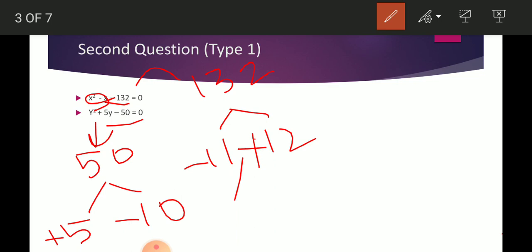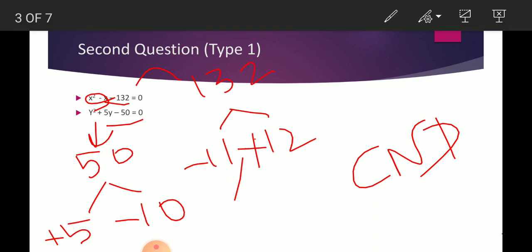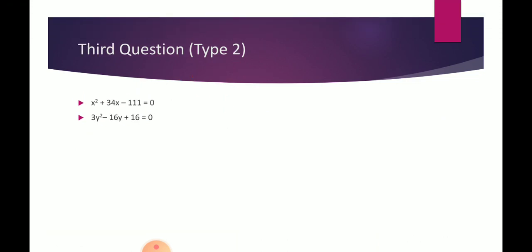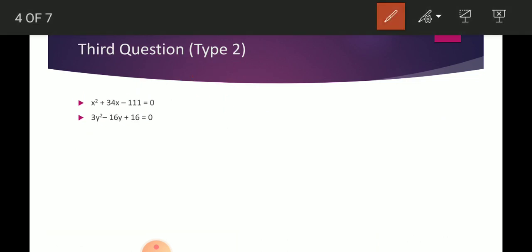So in such equations the answer will be D, that is, cannot be determined. Okay, now next come to our next question. This is type 2 problems. Type 2 problems are such problems in which the coefficients of x square and y square are not same. In the first case the coefficient of x square is 1, but in the second case the coefficient of y square is 3. So now solve this question.